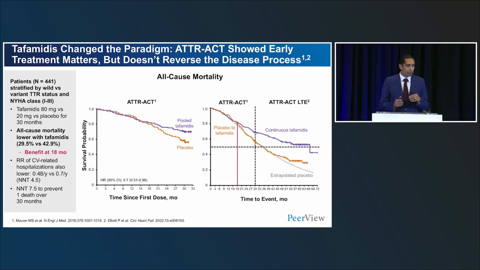If you were randomized to tafamidis early versus randomized to tafamidis late, you can see that the curves continue to diverge, and maybe they'll come back and slow down at some point. But really, this emphasizes the importance of early targeted treatment and initiation.